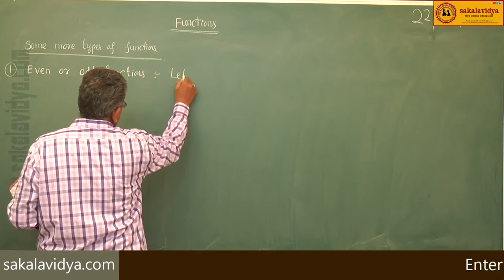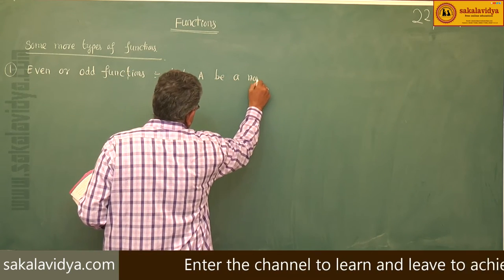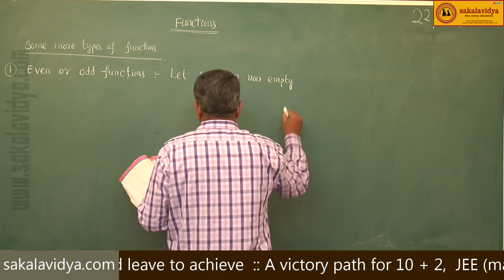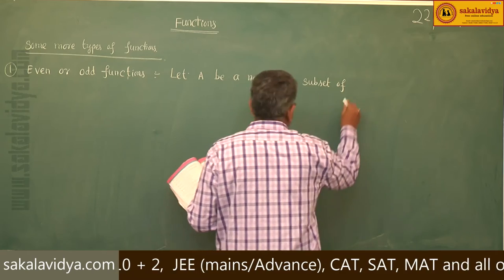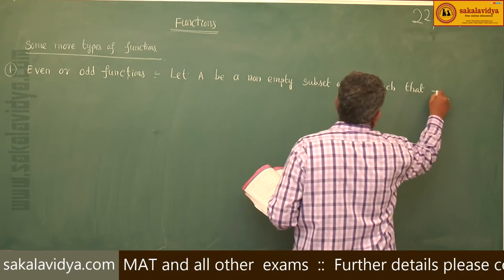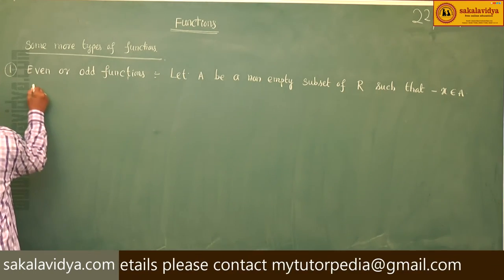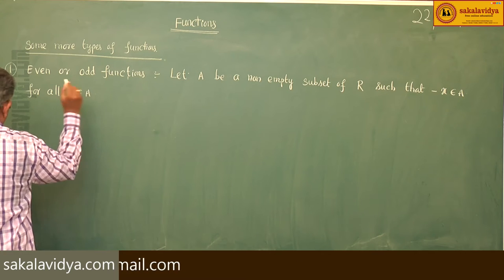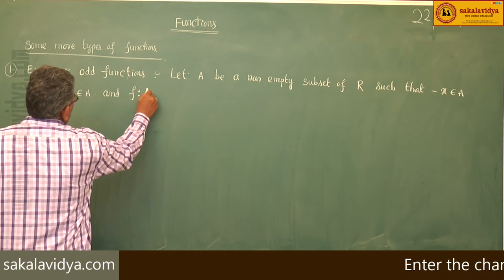Let A be a non-empty subset of R such that minus x is also an element of A, minus x belongs to A for all x belongs to A, and f maps A to R.